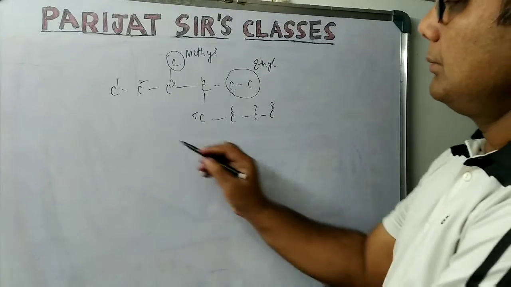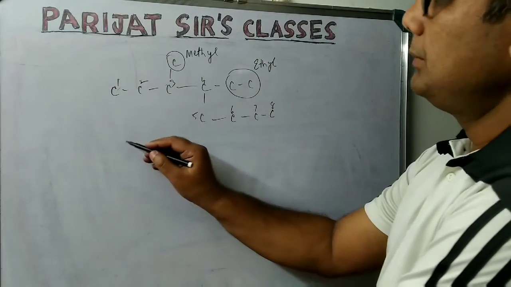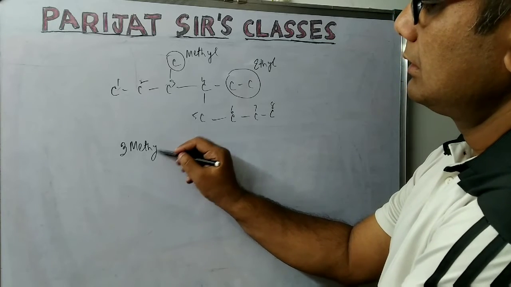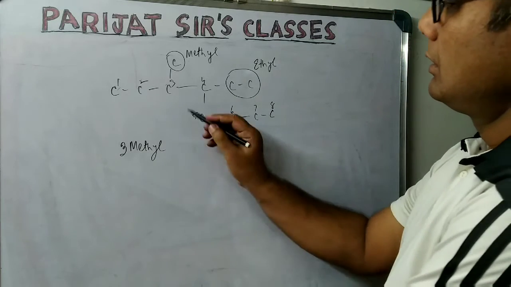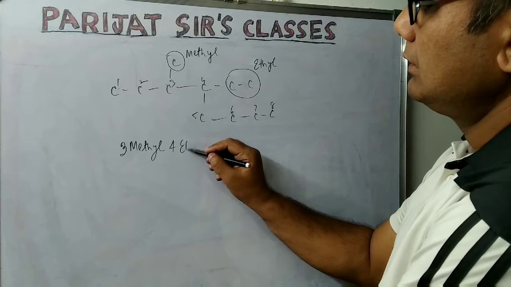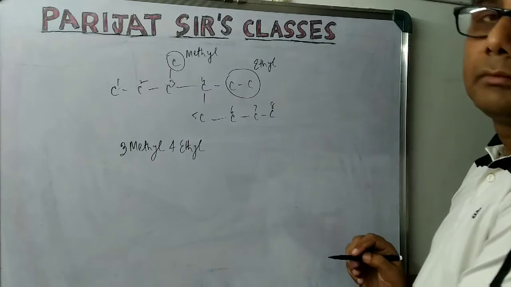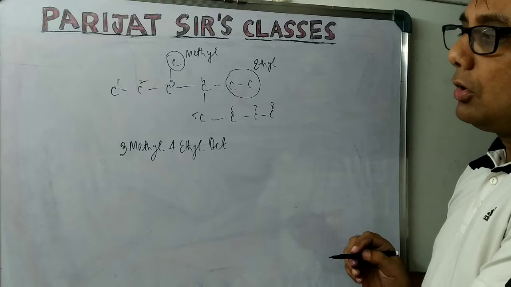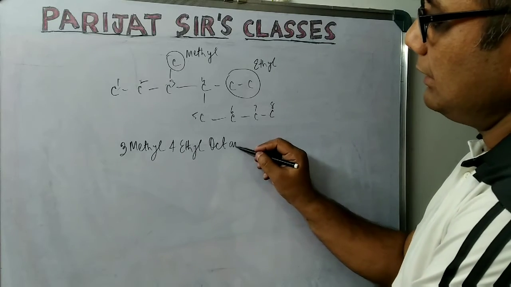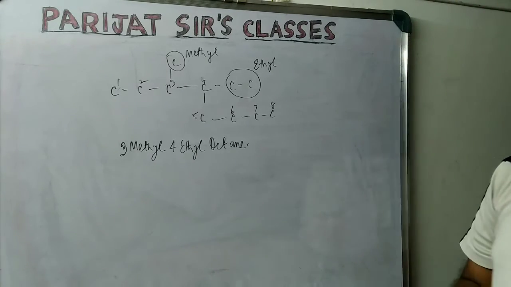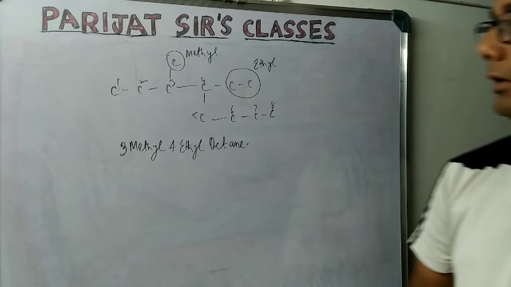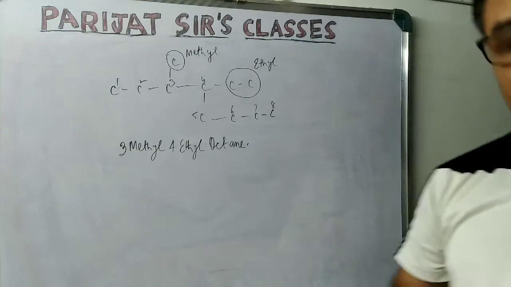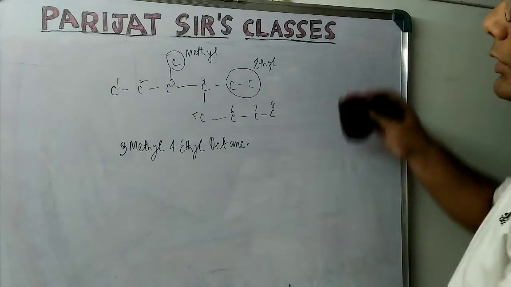So now let us give the numbering and name to it. It will be 3-methyl, 4-ethyl, and there are 8 carbon atoms, so oct. All carbon atoms have single bonds, so ane. So this is the name: 3-methyl, 4-ethyl, octane. So this is the name given to it.